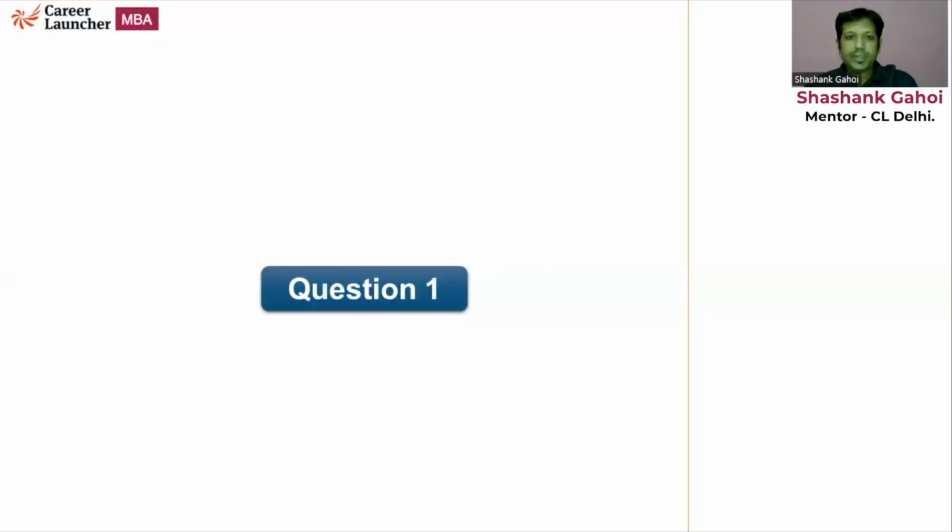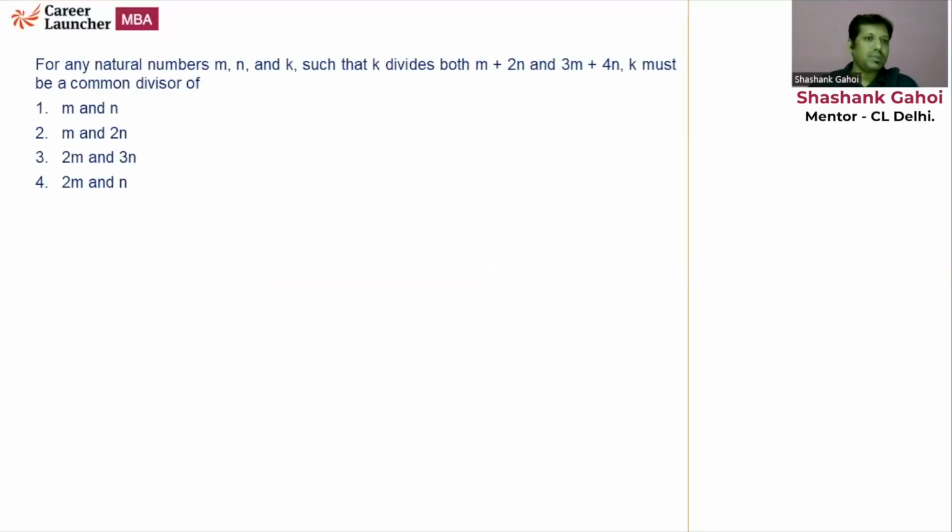Let's solve question number 1. Now, this says for any natural number m and k such that k divides both m plus 2n and 3m plus 4n. Then k must be a common divisor of which number?